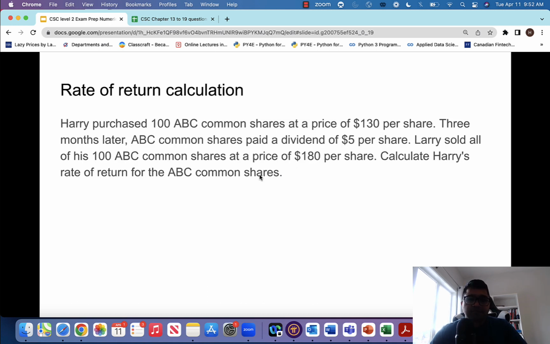Next is rate of return calculation. So what's happening? Harry has purchased 100 ABC shares for a price of 130. 3 months later, the shares paid a dividend of $5, and then Harry sold all his shares for 180. Calculate Harry's return on common shares. So he bought it at 130, got a dividend of $5 and sold it for 180. You have to calculate rate of returns.